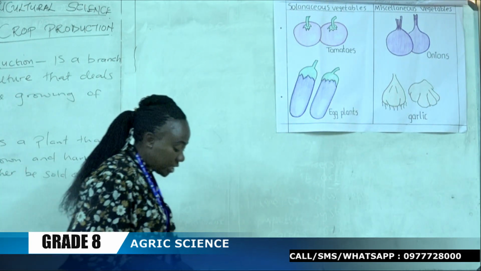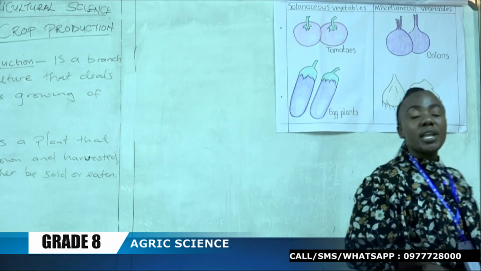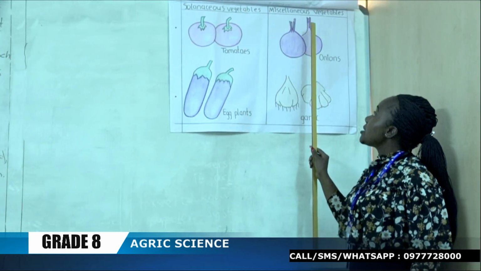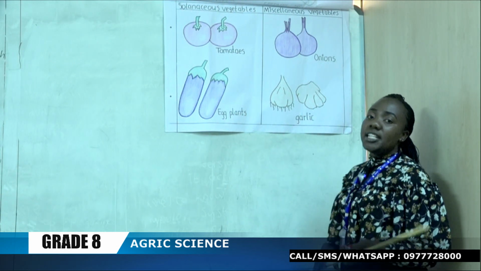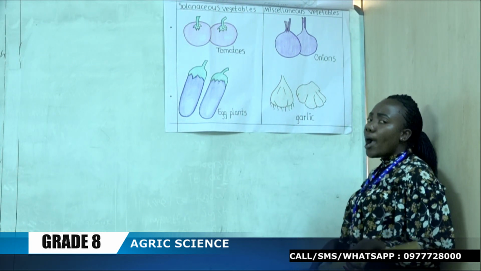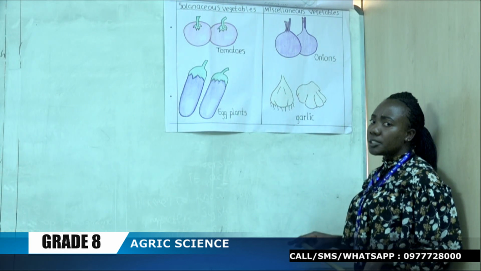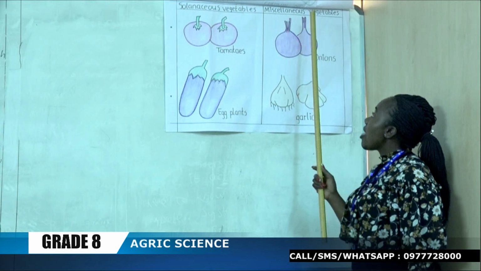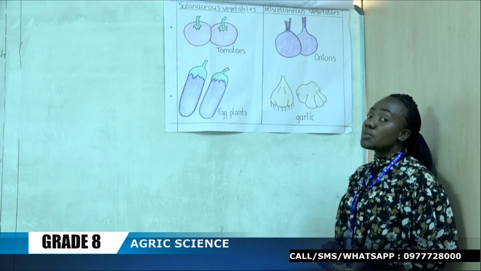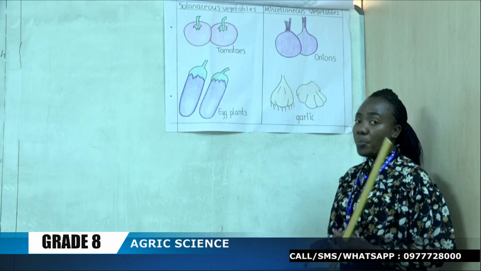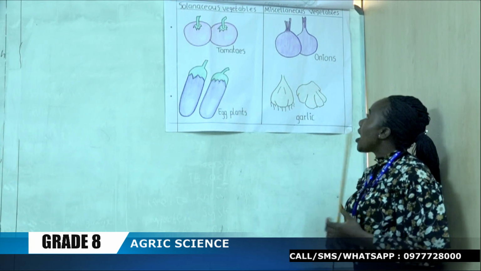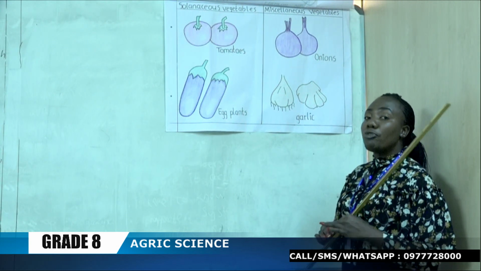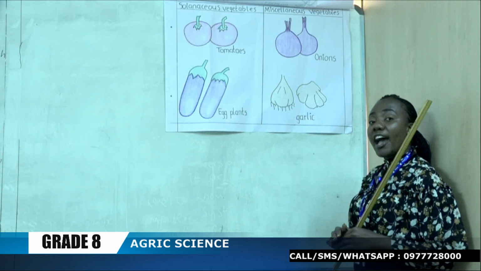The next vegetable group I have with me is miscellaneous vegetables. Why are they called miscellaneous vegetables? They are called miscellaneous vegetables because they do not fall in any kind of group. They are standing on their own.